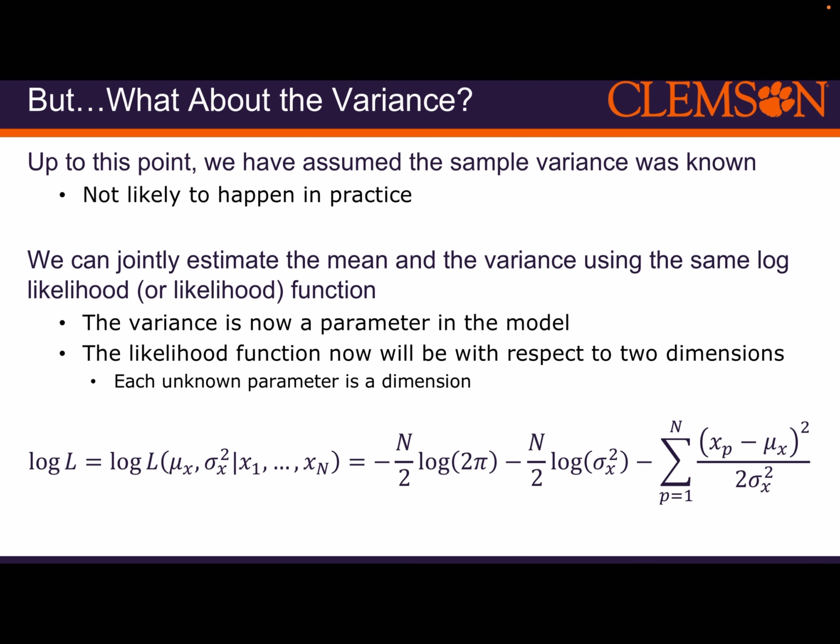But what about the variance? Up to this point, we have assumed that the variance was known, which is not likely to happen in practice. So instead, we can jointly estimate both the mean and the variance using the same log likelihood function. Now, the variance is just yet another parameter in the model.